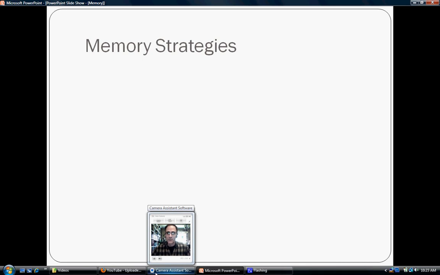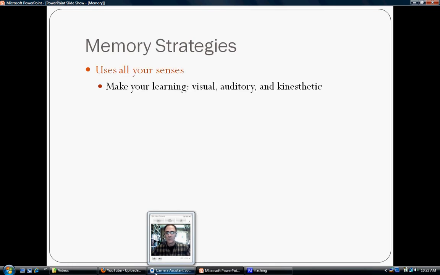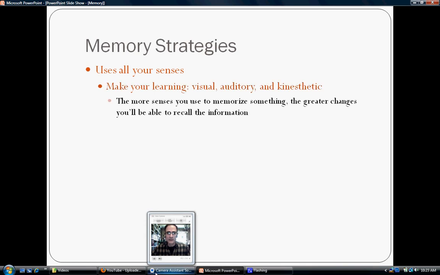Now some memory strategies, some things to do to help you remember. Strategy number 1, quite simply, use all of your senses. Make your learning visual, make your learning auditory, make your learning kinesthetic. The more senses you memorize something with, the greater chance to recall that information.